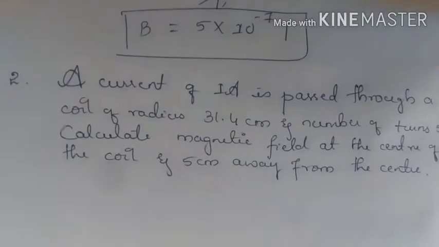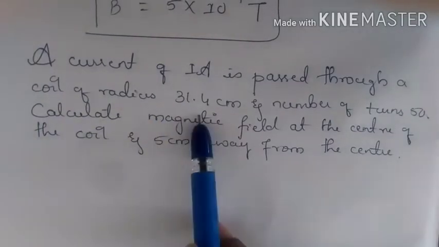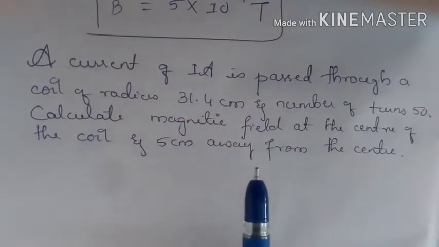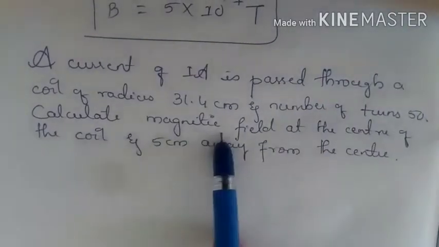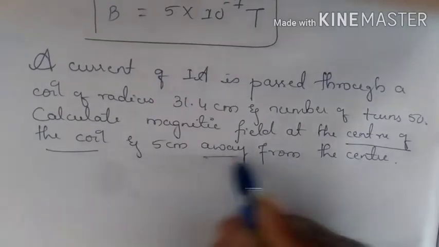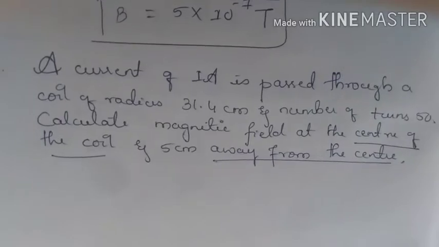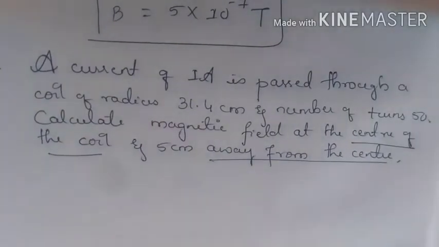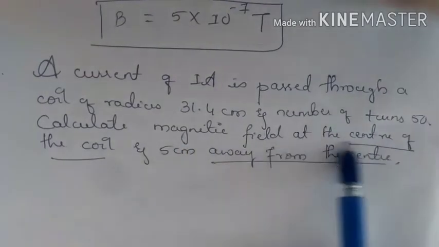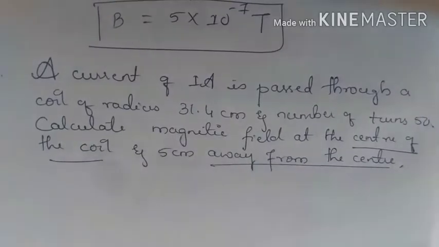Next question: a current of 1 amp is passed through a coil of radius 31.4 centimeter and number of turns 50. Calculate the magnetic field at the center of the coil and 5 centimeter away from the center. This question itself carries two parts. First we are asked to find the magnetic field at the center of the coil, and the second is away from the center, at a distance of 5 centimeter.